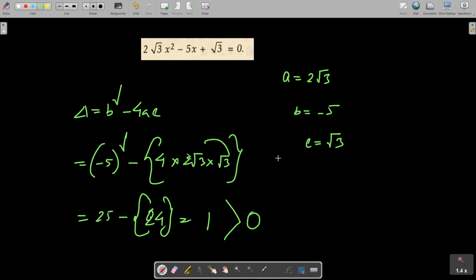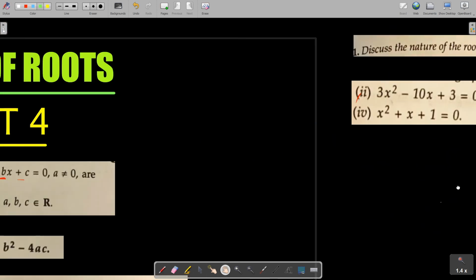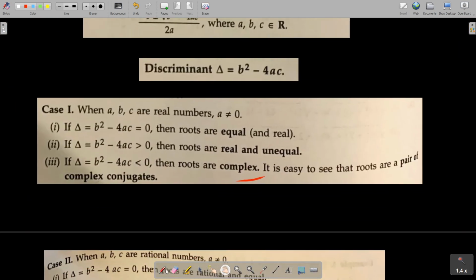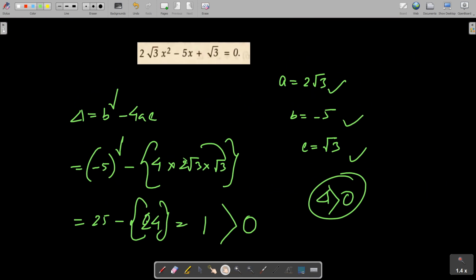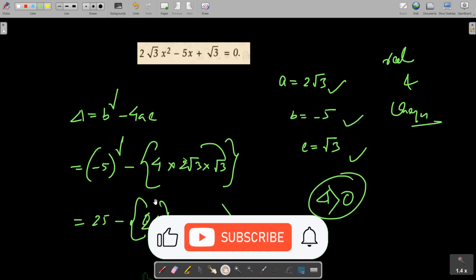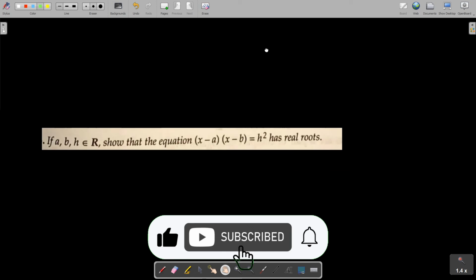So here what we got, the coefficients are real and the value of discriminant is greater than 0. So we will go and see the first one. Here A, B, C are real numbers and delta is greater than 0. So the roots will be what? The roots will be real and unequal. Easy. So in this case, I'm going to say the roots are real and unequal. I hope all of you understood. Let's try a different question.